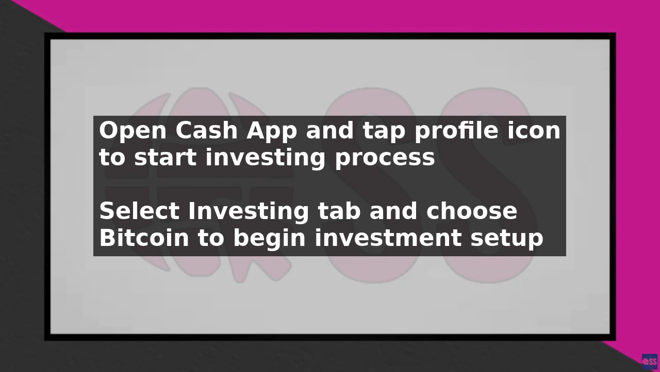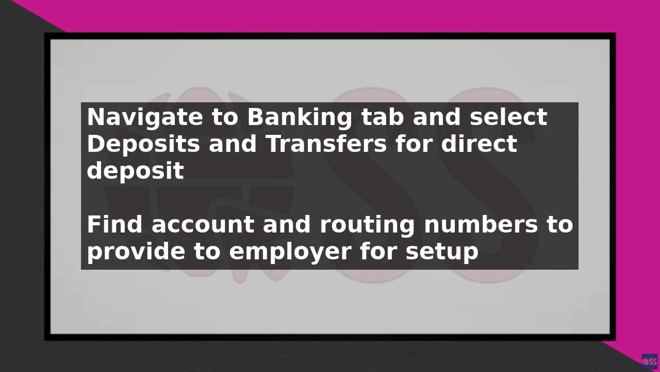through Cash App. Next, navigate to the Banking tab and select Deposits and Transfers. Then Direct Deposit. Here you will find your account and routing numbers, which you will need to provide to your employer to set up direct deposit. Once direct deposit is set up, you will have the option to auto-invest a portion of your paycheck into Bitcoin.